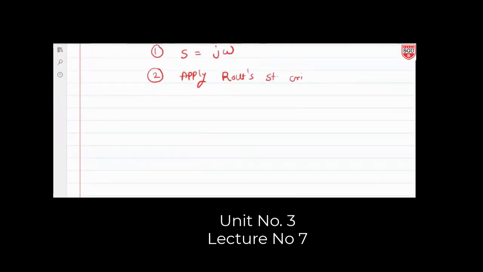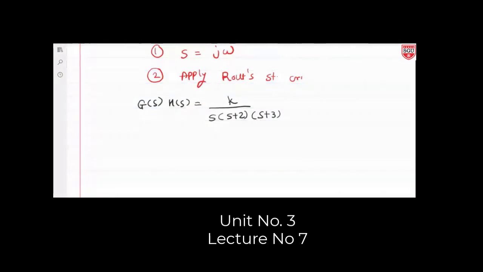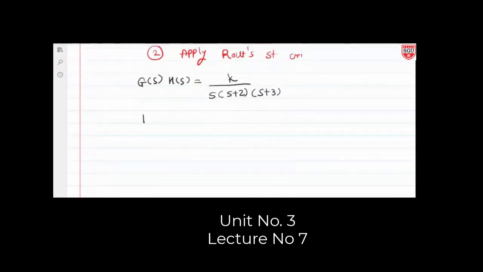Okay, now let's see one example. G of s, H of s is equal to k upon s into s plus 2 upon s plus 3. What we have to do is find out its characteristic equation, which is nothing but 1 plus G of s H of s is equal to 0. So what will be the answer? 1 plus k upon s into s plus 2 into s plus 3, which is equal to 0.